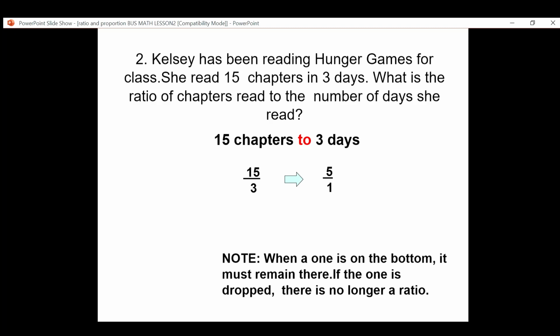So, we have to remember that when 1 is on the bottom, it must remain there. If the 1 is dropped, there is no longer a ratio.